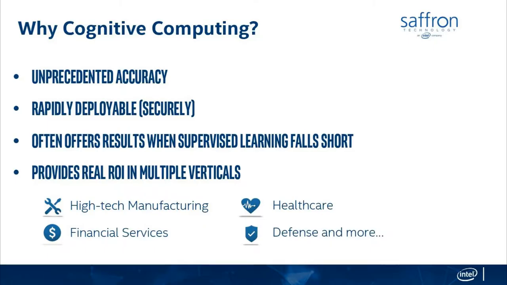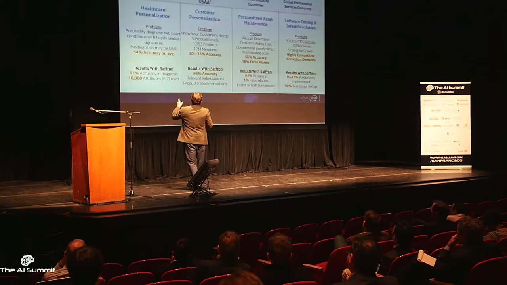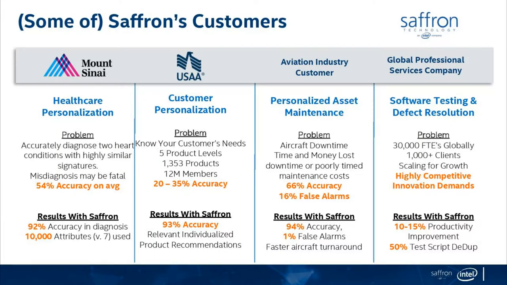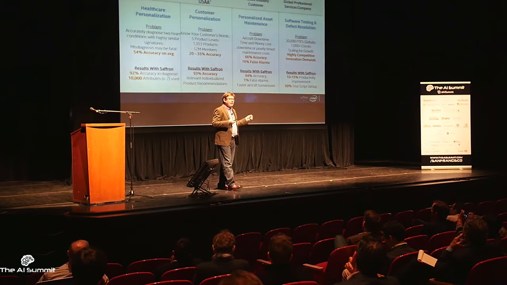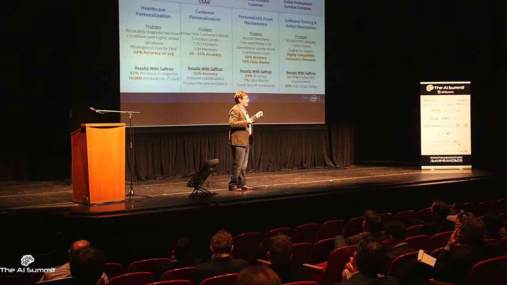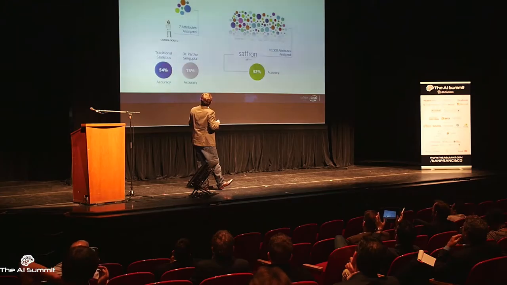What we'll talk about here in many of the minutes that I have remaining is some of the actual deployments that Saffron has been used on and continues to be used on, and some of the ways that we're actually making this work. Cardiologists at Mount Sinai have been using Saffron to improve the quality of their diagnoses. Companies like USAA, and I saw some folks from USAA here today, are using Saffron to improve the recommendations they make to their customers in terms of financial products. And companies like Intel are saving real money. Let's dig into some of these.